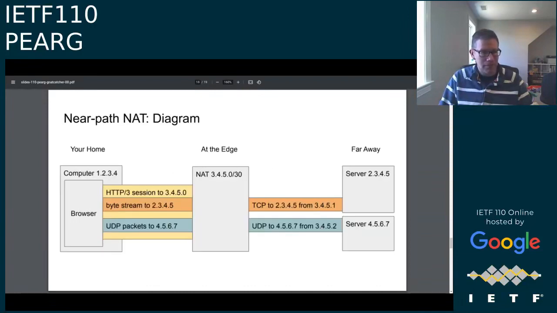So the rough diagram of how near-path NAT works: your browser establishes an HTTP3 session to the NAT, and inside the session, you've got streams for your TCP and your UDP connections. And then when those come out the other side of the NAT, like a typical NAT, they're given the address of the NAT rather than your address. And you can see in this example, when you're talking to two different servers, the address that you present to them is different. And then, of course, you're not the only person talking to the NAT. There are thousands of others. So these same addresses can't be associated with just you because other people are using them as well.